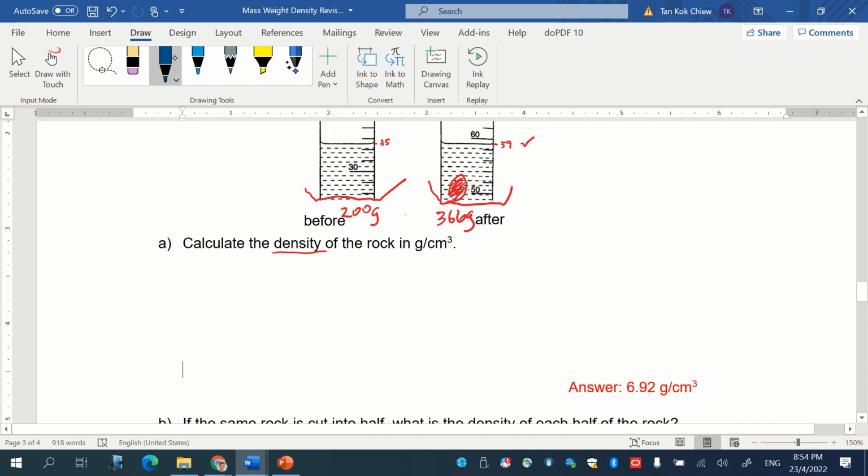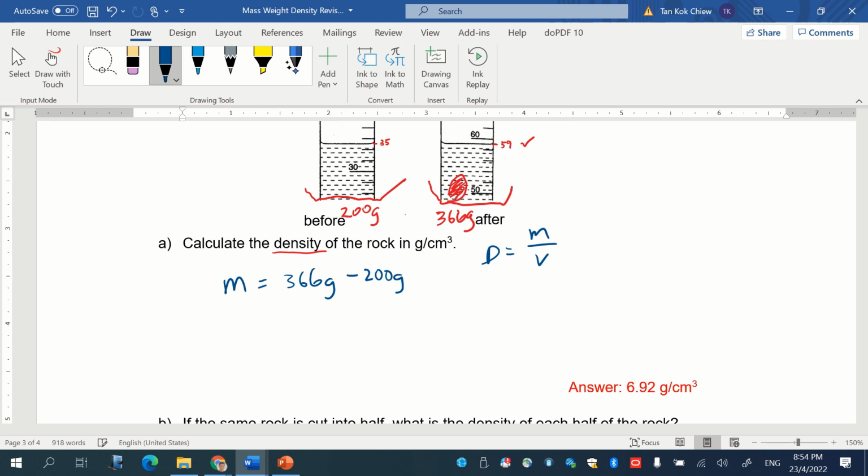First of all, I want to calculate the density. I must know mass over volume, right? So let's talk about the mass first. The mass of the rock will be equal to the 366 gram minus the 200 gram. That will give you 166 gram. And of course, the volume will be the higher level when it was dropped inside, 59 minus 35. That should give you 24 cm cube. Now with that, you can calculate and get the answer.